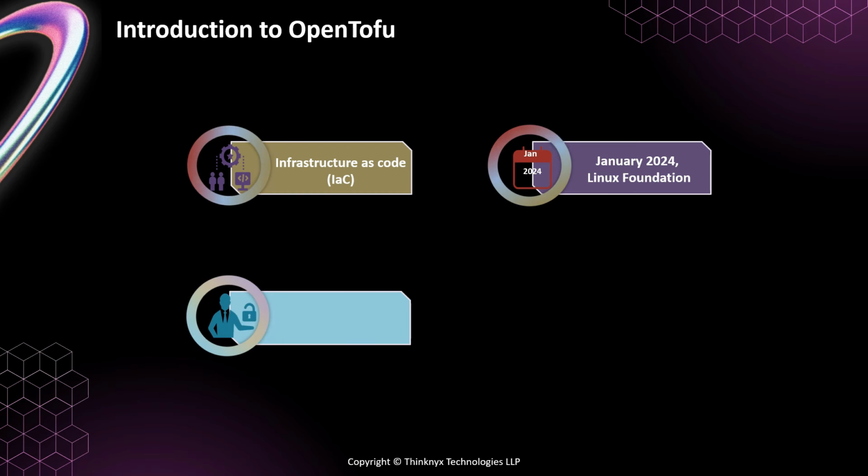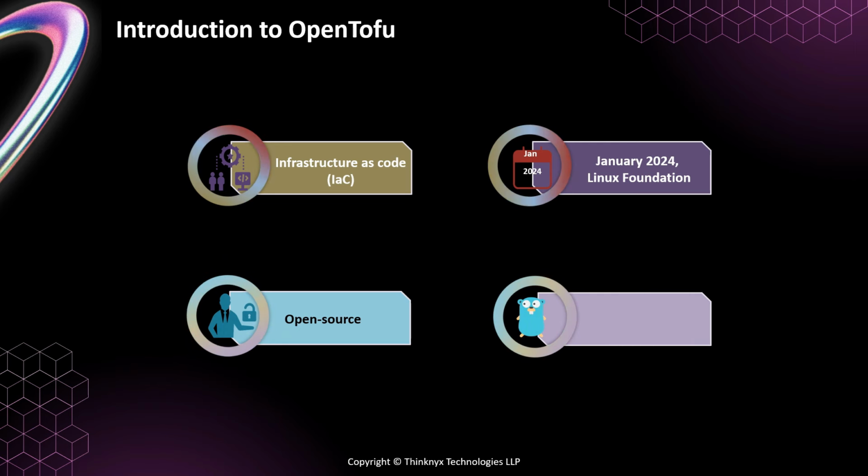OpenTofu is an open source project that aims to provide accessible and collaborative solutions to software development challenges. OpenTofu is primarily written in Go programming language, also known as Golang, and its code compiles into a single binary.